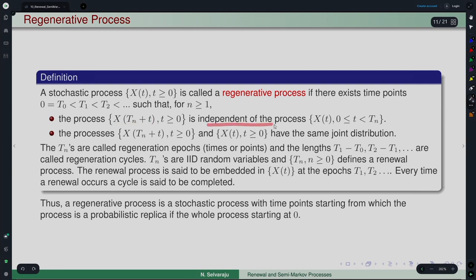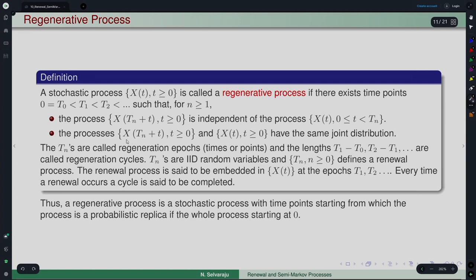This process is independent of the process X(t) between 0 and T_n. If you take these time points T_1, T_2, T_3 and so on, and look at any point T_n, the process which is post T_n is independent of the process which is pre T_n. So the history of the process between 0 and T_n does not impact the evolution of the process beyond T_n. It is only at these T_n's that you can talk about this, not any general time points. There exist time points T_1, T_2 such that this happens. This is the first property.